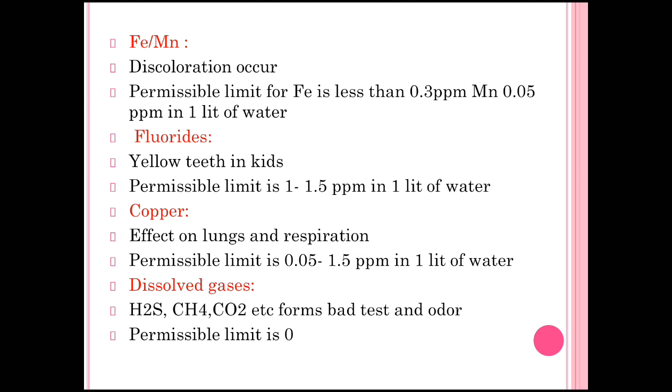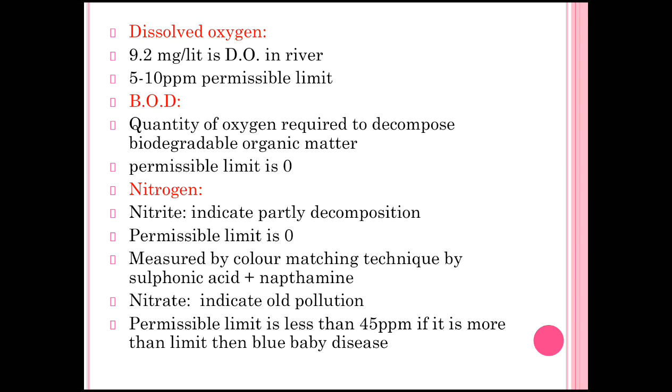Now dissolved gases. We know that hydrogen sulfide H2S, CH4, then CO2 carbon dioxide, etc. are the gases. Whenever they dissolve in water, they give a bad taste and bad odor. The permissible limit of dissolved gases in water is 0. Now dissolved oxygen. 9.2 milligram per liter is the dissolved oxygen in a river, and 5 to 10 ppm is the permissible limit of dissolved oxygen.